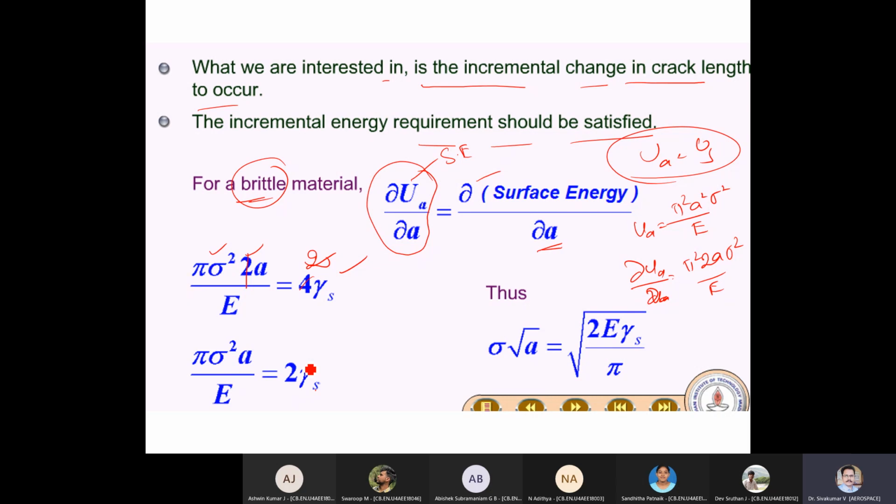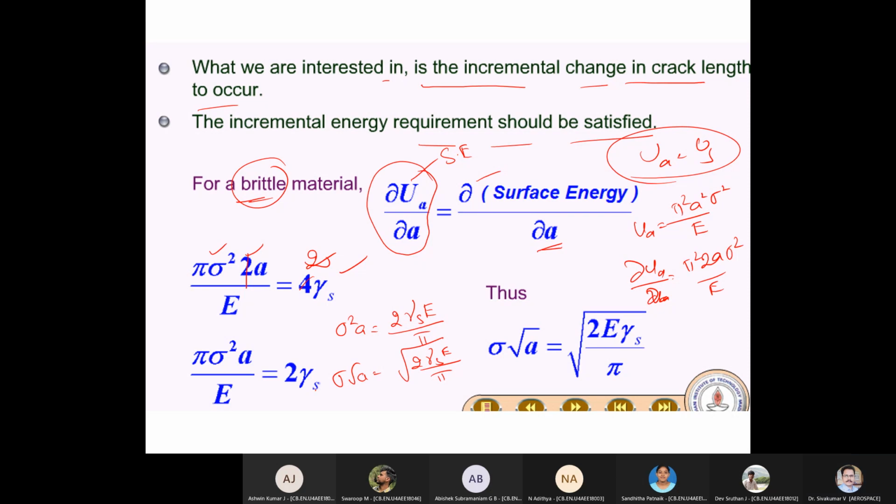So you can see here, σ² A you keep on this side, you take the other thing on this side: 2γ_S E by π. Now take the root on either side: σ root A is equal to root of 2γ_S E by π.